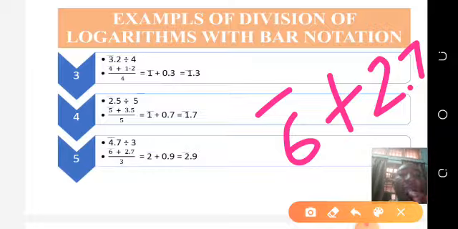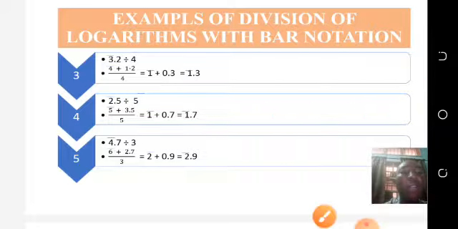3 to be divided by bar 6. That will give us bar 2. Plus 3 divided by 2. That is 0. Take that 0 to 7. That will give us 27. 3 divided by 27. That will give us 9. We have bar 2 plus 0.9. Add the 2 together. That will give us bar 2.9. Therefore, bar 4.7 divided by 3 will give us bar 2.9.